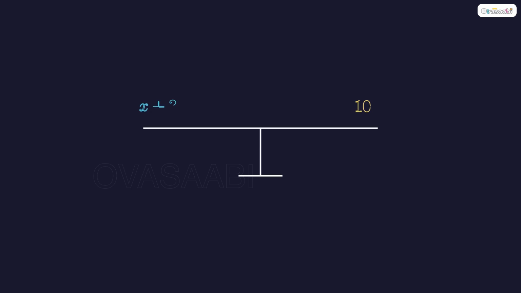Think of an equation like a balance scale. Whatever you do to one side, you must do to the other side too. This keeps the equation balanced and true.